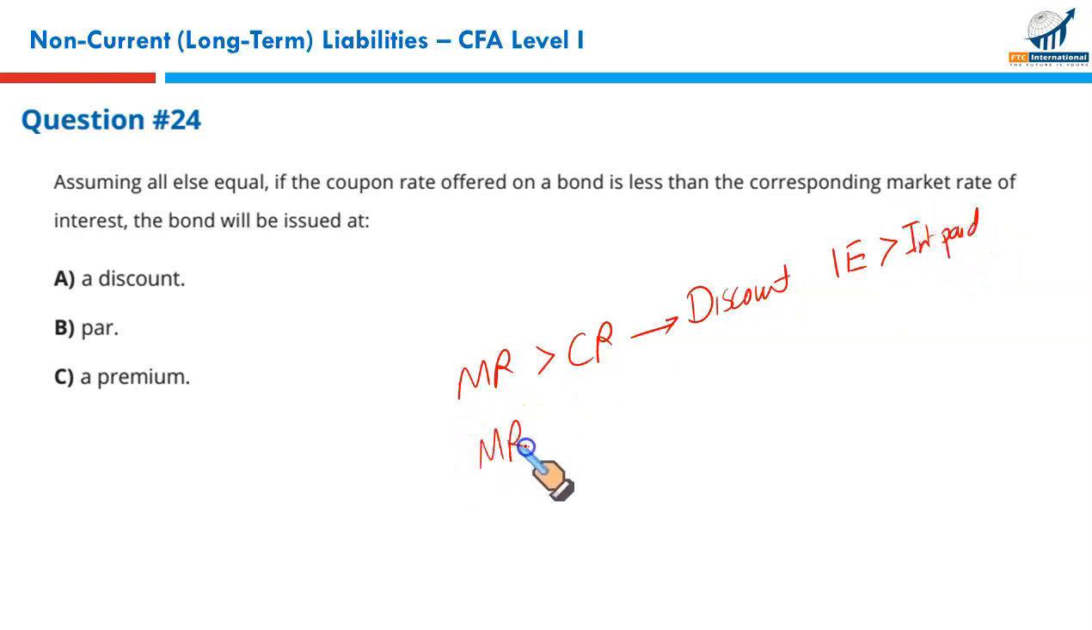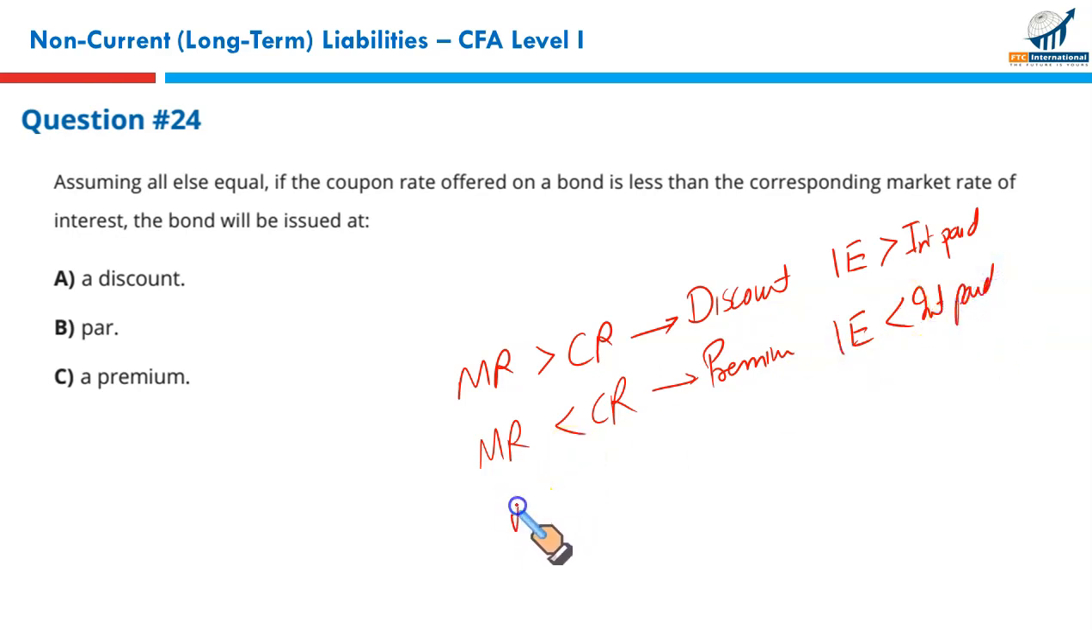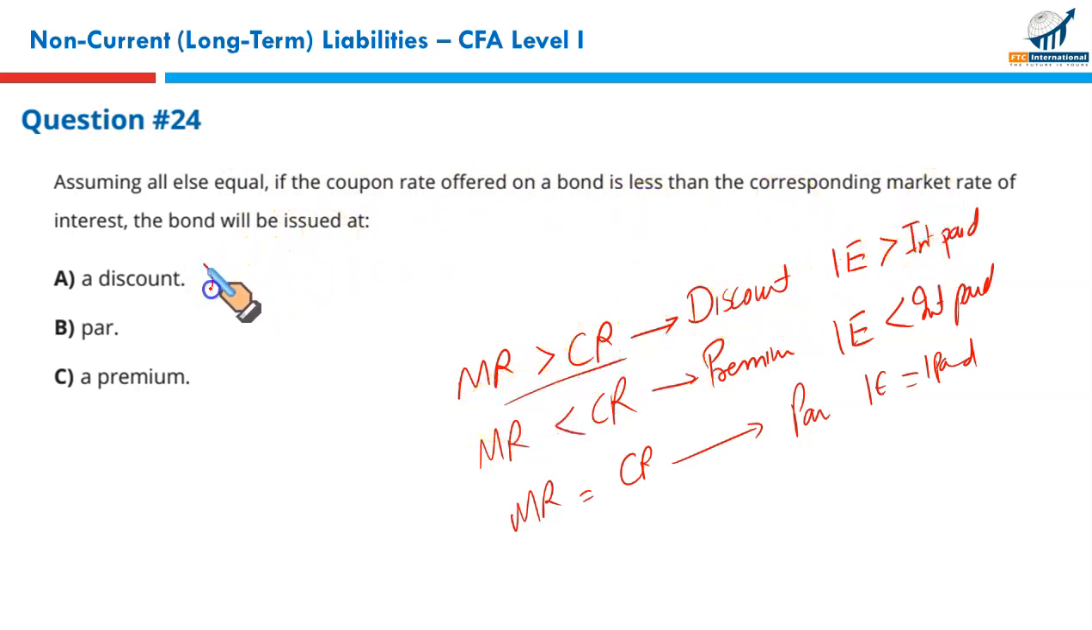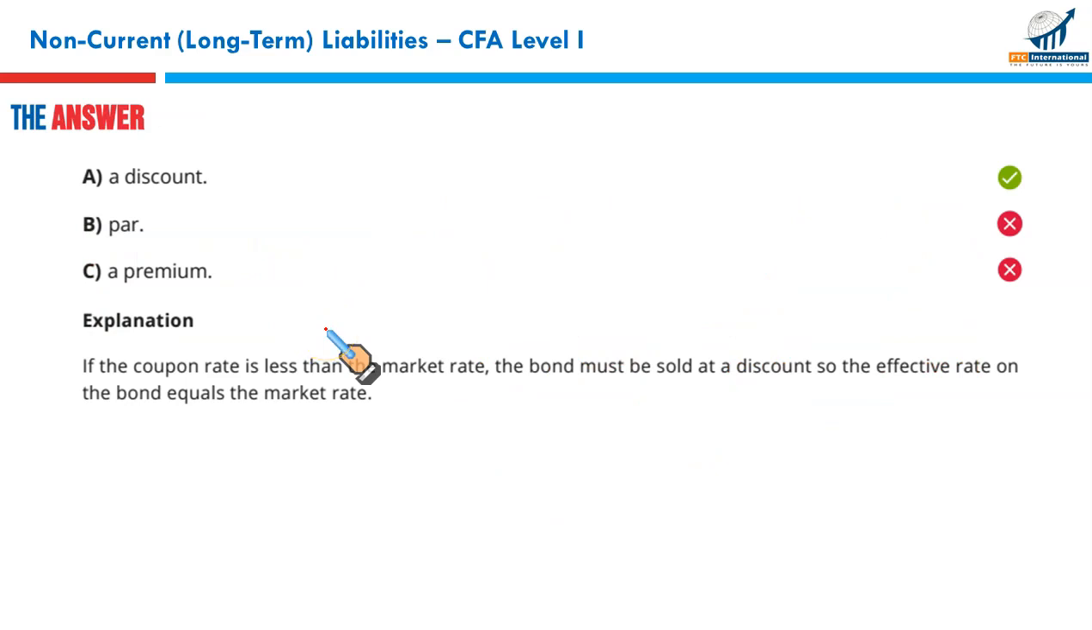If the market rate is less than the coupon rate, your coupon rate is higher than the market, your bond will sell at a premium. In this case, your interest expense would be less than the interest paid. And very unlikely, but if the market rate is equal to the coupon rate, the bond will sell at par and your interest expense will be equal to your interest payment. So, assuming all else is equal, if the coupon rate offered on the bond is less than the corresponding market rate, the bond is issued at a discount. That makes A the correct option.